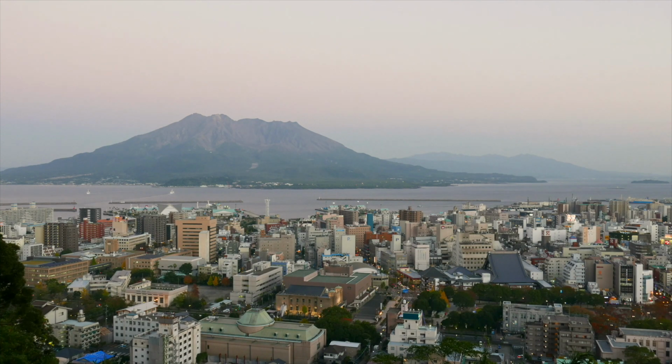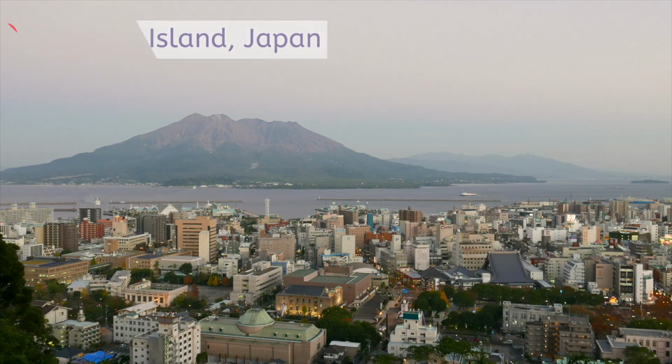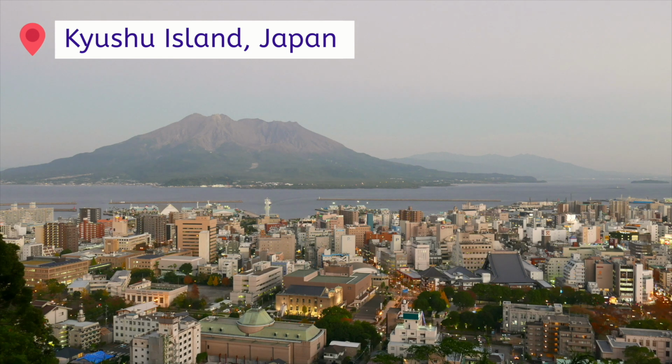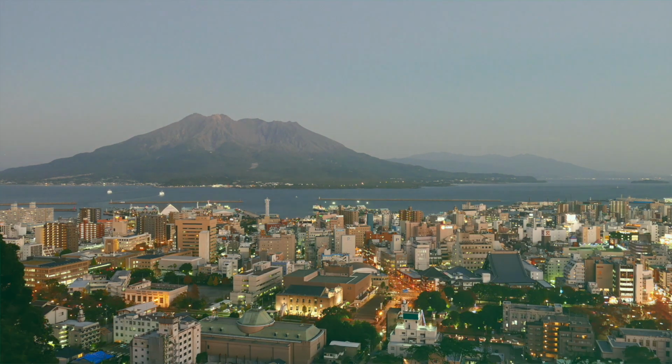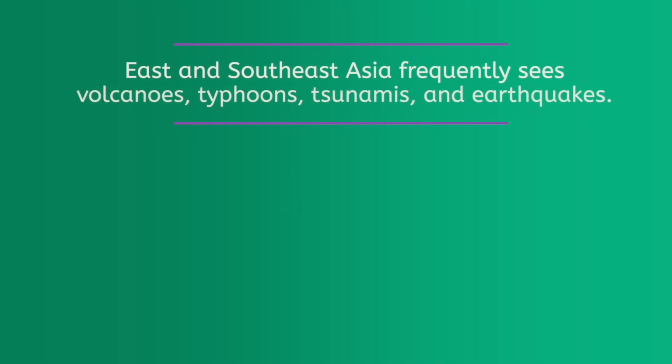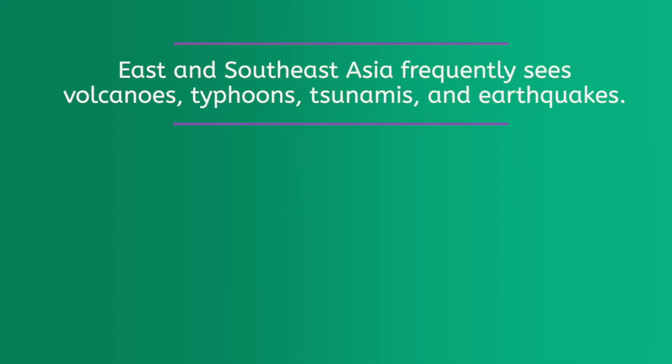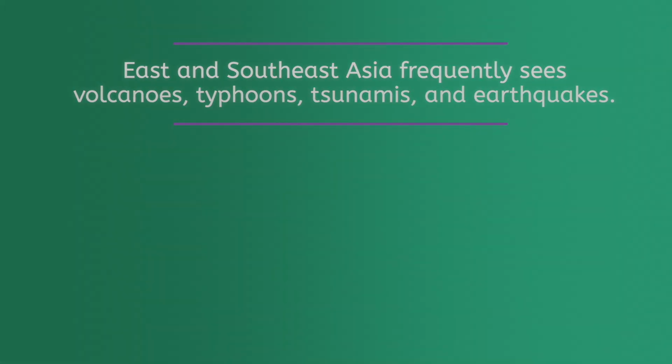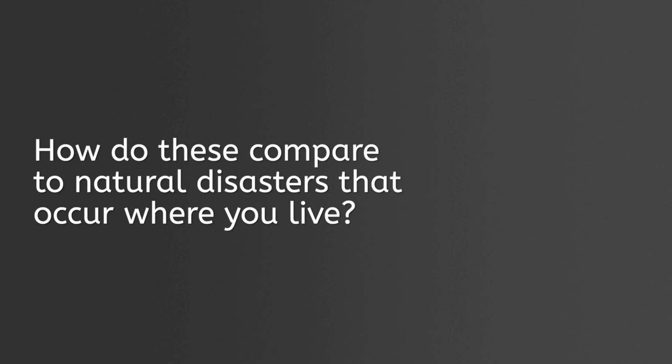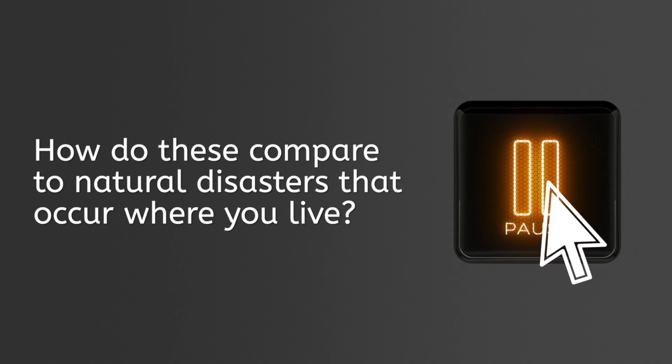How about volcanoes? Those such as Kyushu Island in Japan are located on the Pacific's portion of the Ring of Fire. Volcanoes and typhoons join earthquakes and tsunamis as natural disasters relatively frequent and often devastating in East and Southeast Asia. How do these compare to natural disasters that occur where you live?